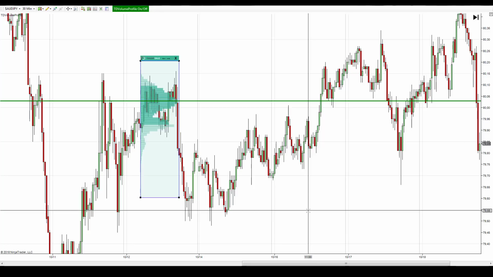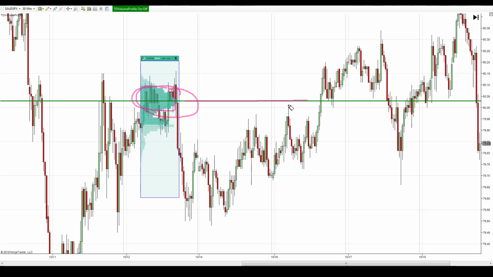Let's start with a little recap and have a look at two levels which got hit since last week. The first one was an intraday trade on the Australian dollar Japanese yen. This was the level based on those heavy volumes.